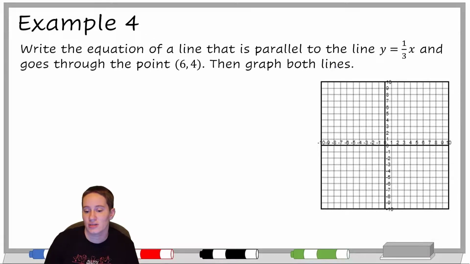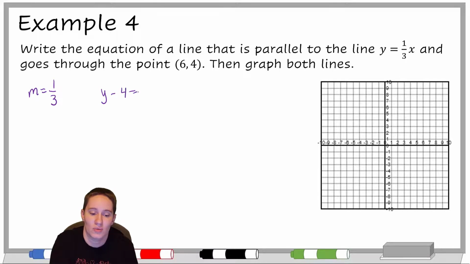So let's see. We're looking at parallel to the line y equals 1/3 x. Parallel lines have the same slope, so our slope should be 1/3. Our point is (6, 4). I'm going to do point slope this time to change it up so that I don't end up doing the same thing for both parallel lines. So this would be y minus 4 equals 1/3 times (x minus 6).